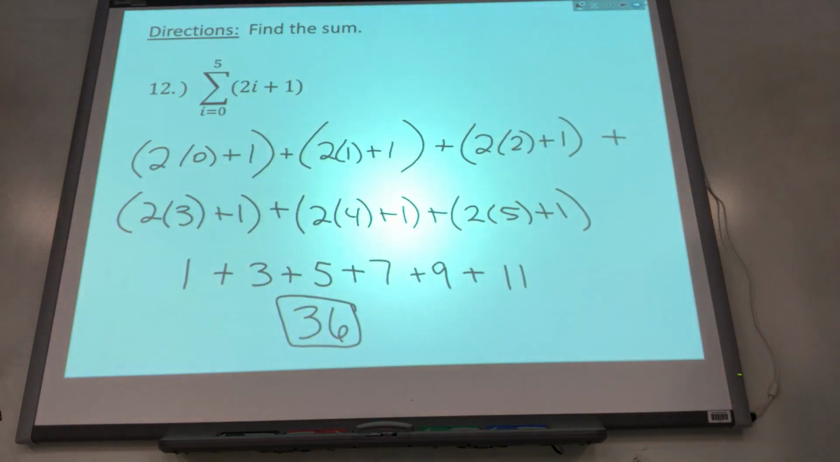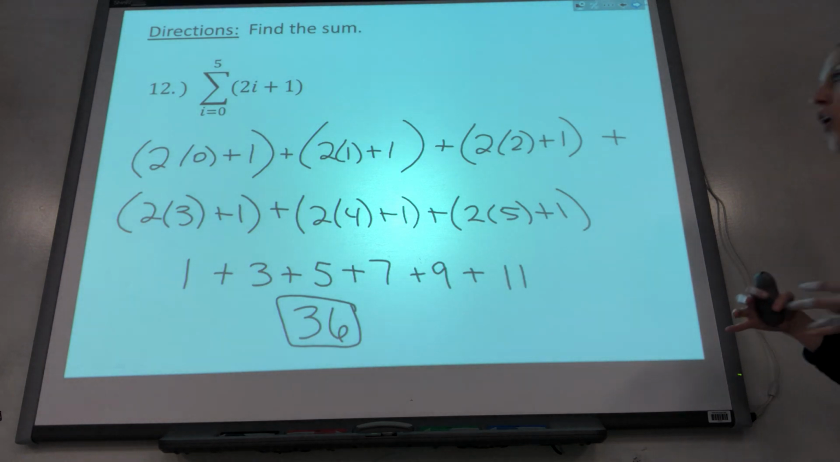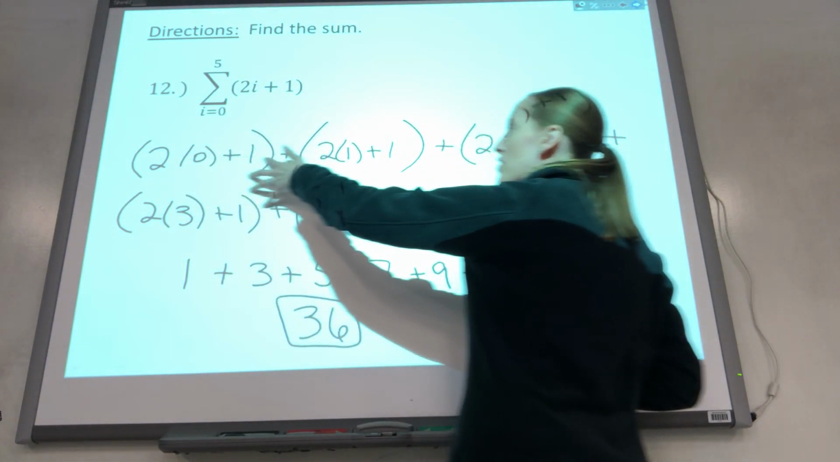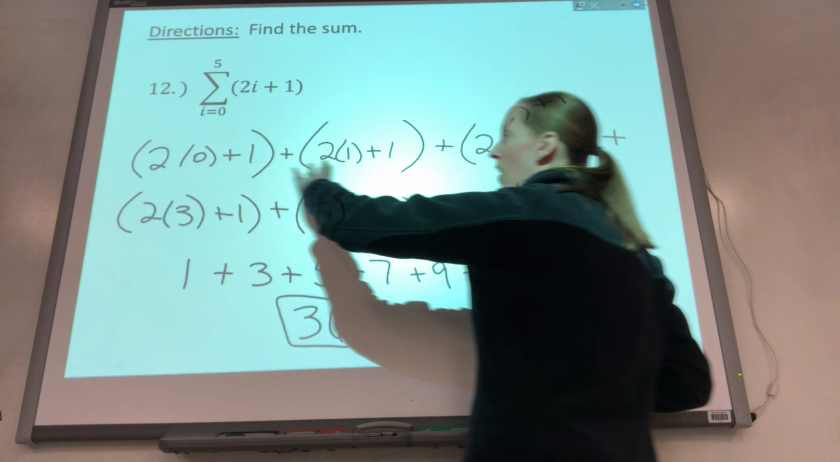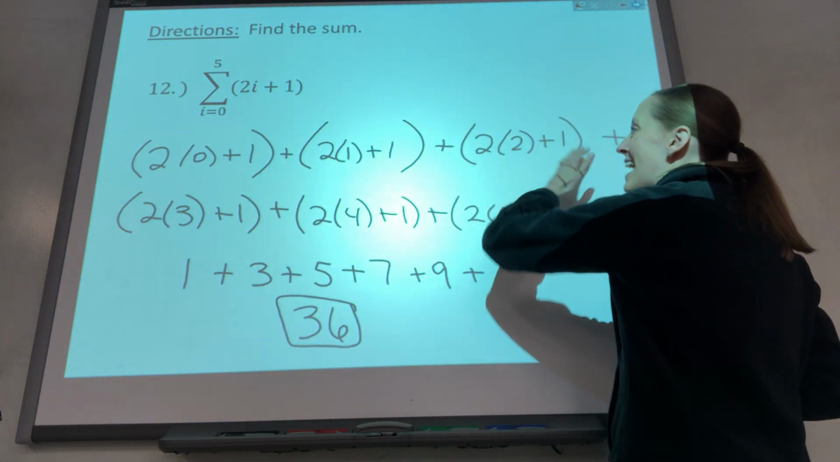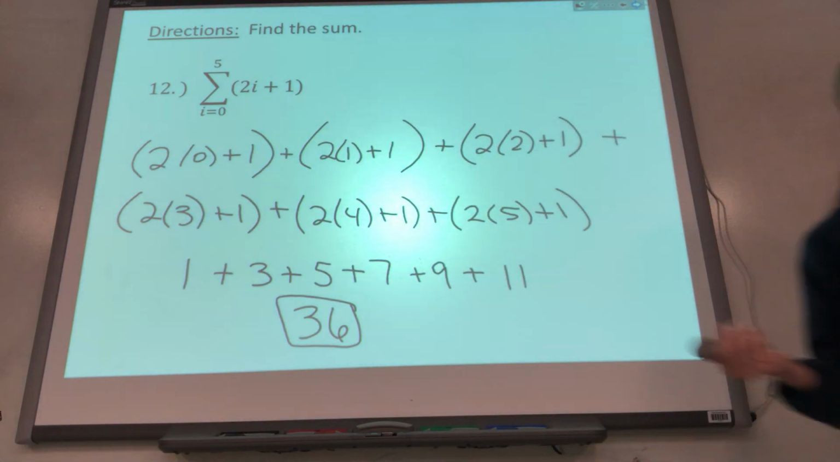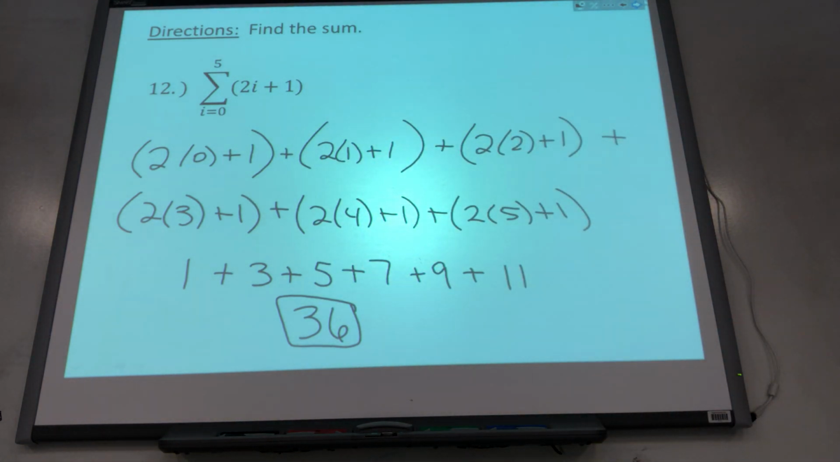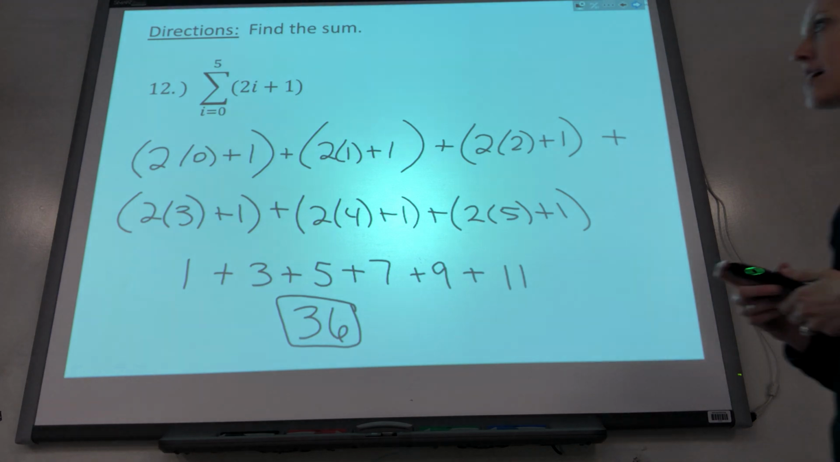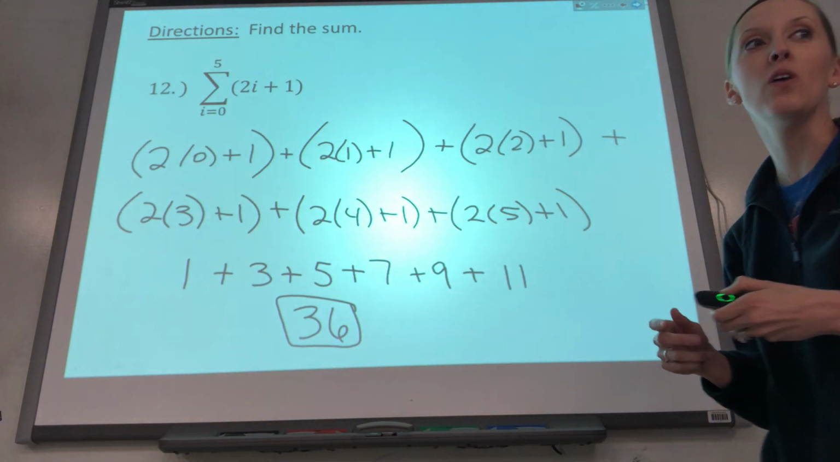We also had some problems in our notes and in our homework where they gave you this part, all the stuff that you're adding up, and you had to turn it back into sigma notation. That's also something that could show up on the final. So what we did there was just basically using it. Okie doke.